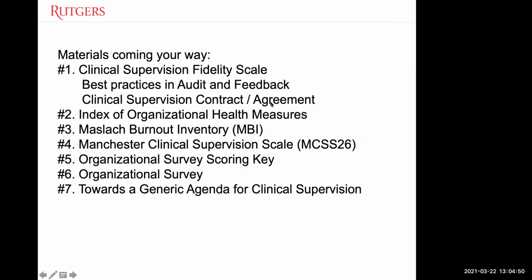There's also a contract on that same document, a kind of a generic clinical supervision contract, which you're welcome to use. I stole it from someone, you're welcome to steal it from me. And then 2 through 6 are ways to measure various aspects of the impact of clinical supervision on your organization, on burnout, things like that. And then lastly, there's a generic agenda you might use for clinical supervision. So all these things are coming. You'll hear me talk about them as we go.